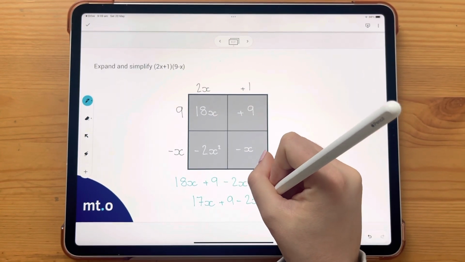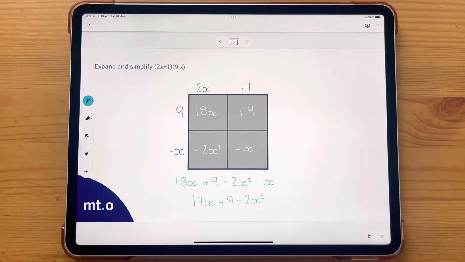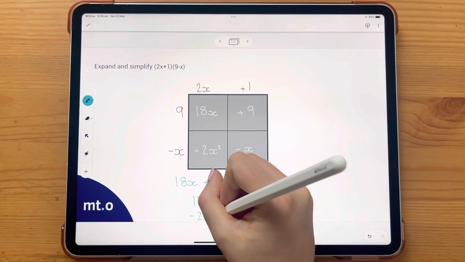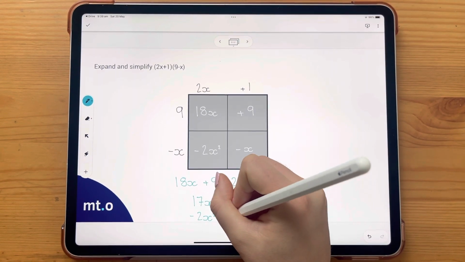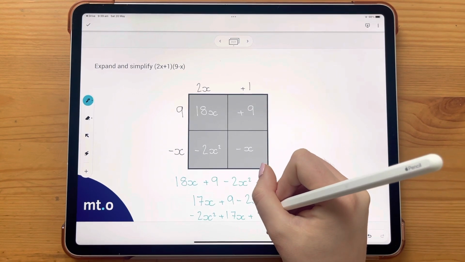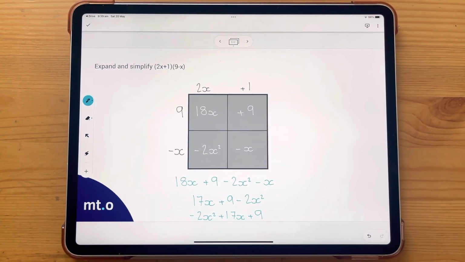Now, the final thing that you might want to do is rearrange it so that you've got x squared, then x, then numbers, just to make the order a bit nicer. So this would make it say minus 2x squared plus 17x plus 9. But both of these would be a correct answer because they're both completely valid, just the same thing, but written in a different order.